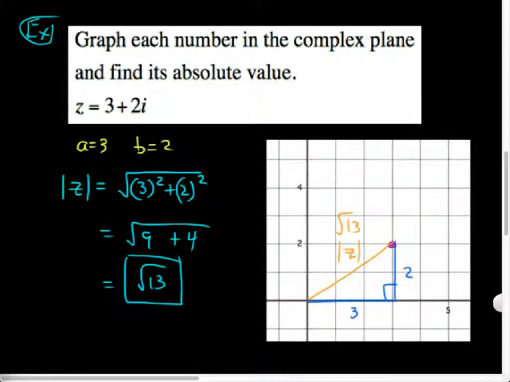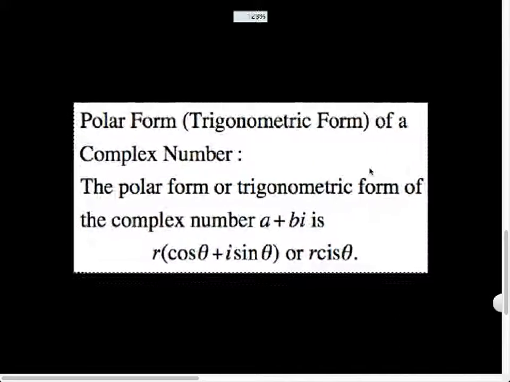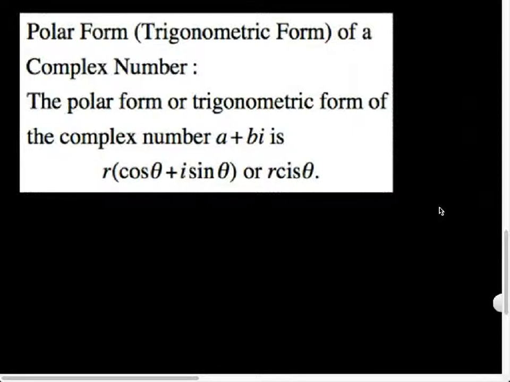So, how about this? This is interesting. What if I wanted to represent a complex number in polar form? And this is also referred to as trigonometric form. So the polar form, or trigonometric form, of a complex number a plus bi is r times cos theta plus i sine theta. Or I like this little shorthand version they've got.